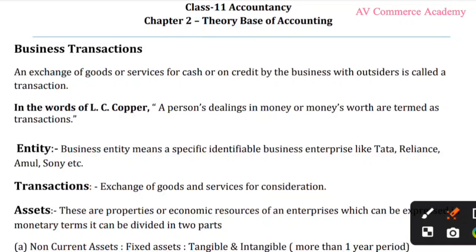So we call this a business transaction. And a business is run only for the purpose of earning profit. So that is a business transaction.